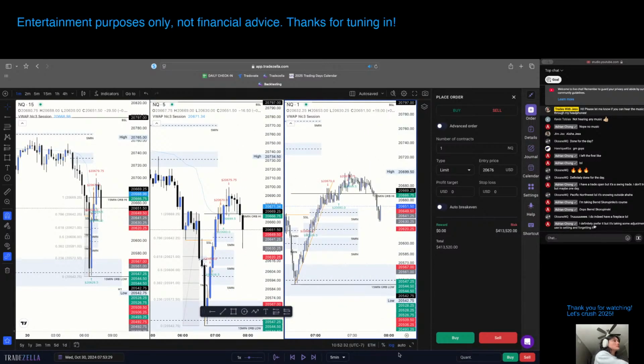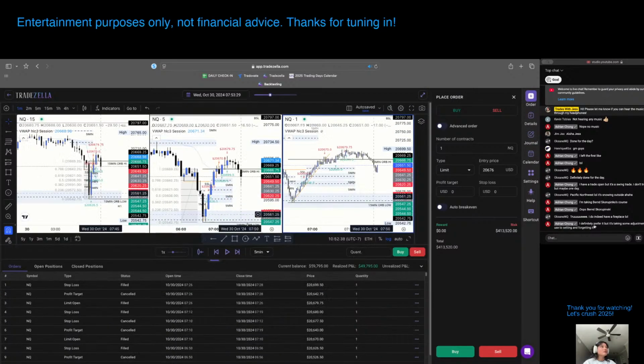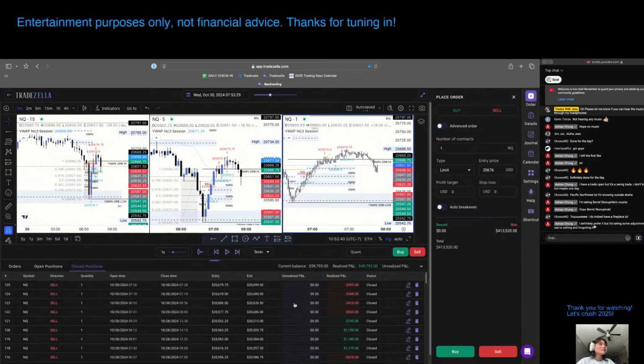So for our actual trades, that's about a grand, like $1,500 on this session alone. Not the best, not my favorite, but that's okay. Let's see. It's kind of hurting my head a little bit. Not gonna lie.